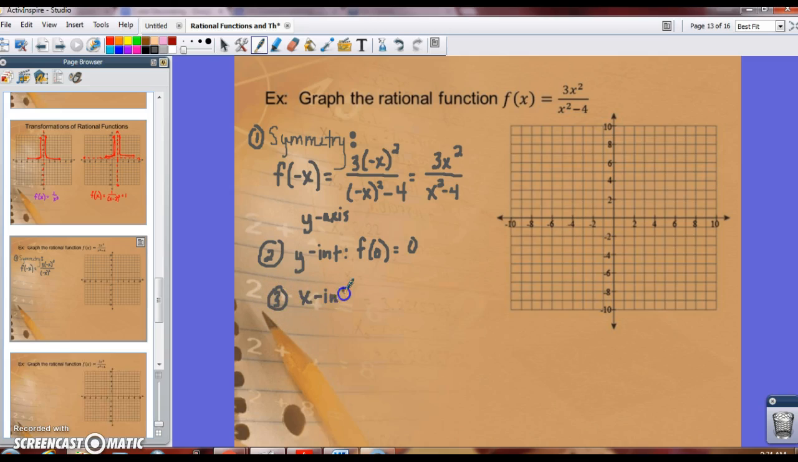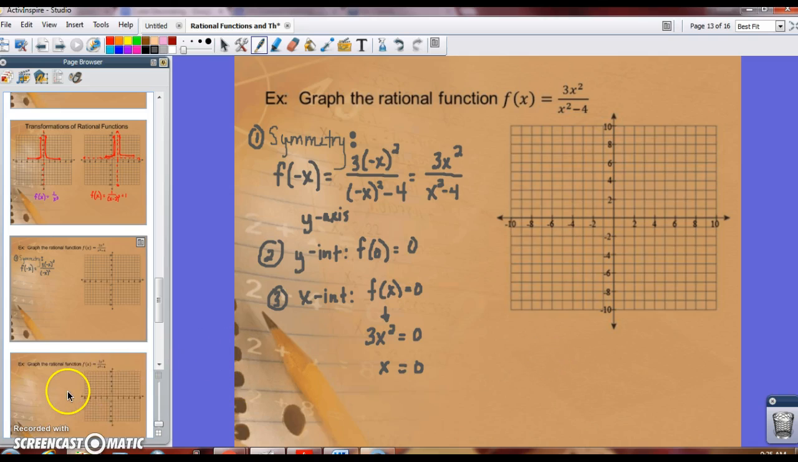My x-intercept is where f of x is equal to 0. So remember, in order for the whole function to equal 0, that numerator has to equal 0. So if I say 3x squared is 0, that tells me that x has to also be 0. So my y-intercept and my x-intercept both happen at 0.